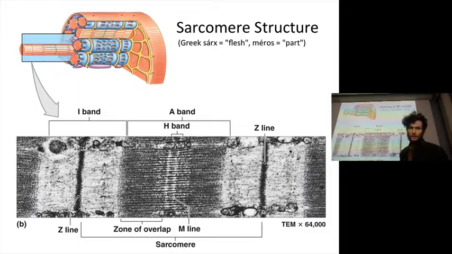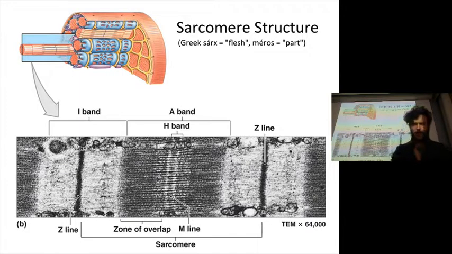We'll see what all of these mean in just a moment. This area here, after we began to understand the molecular functioning of a sarcomere, became known as the zone of overlap. So the zone of overlap is the part of the A band that is not the H band. There's the M line down the middle of the H band, and then there's the zone of overlap. All of that makes up the A band.